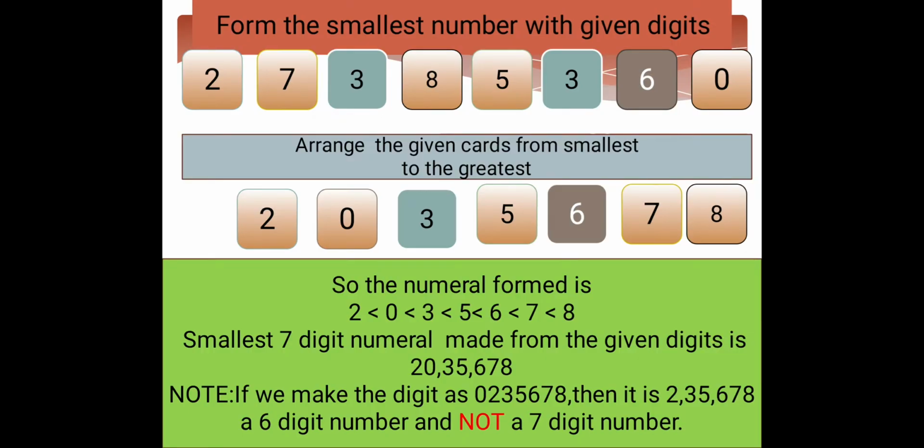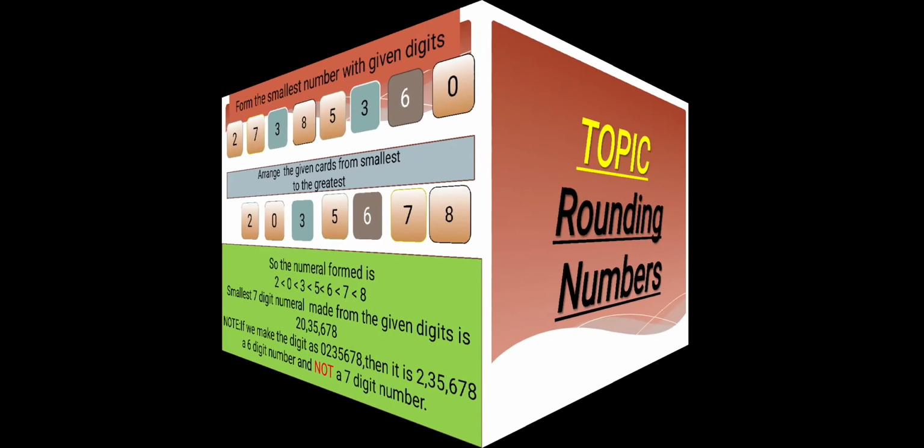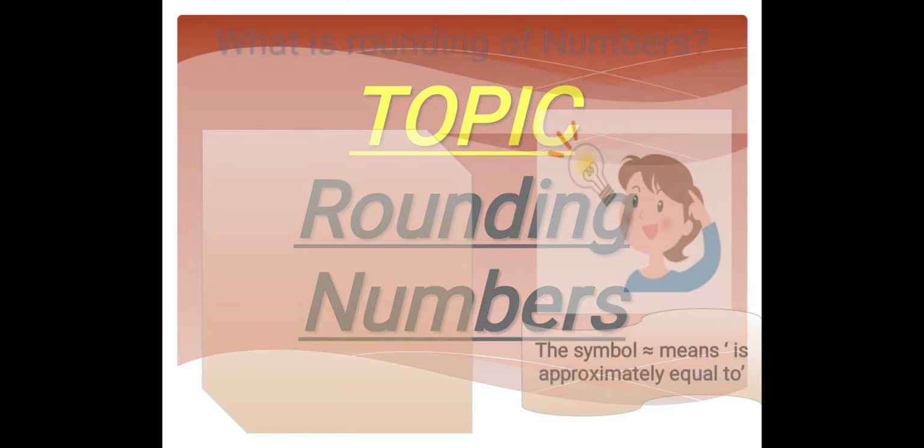The reason behind this is that if we put 0 in front, this will not be a 7 digit number, it will be a 6 digit number. Now let us come to rounding numbers.